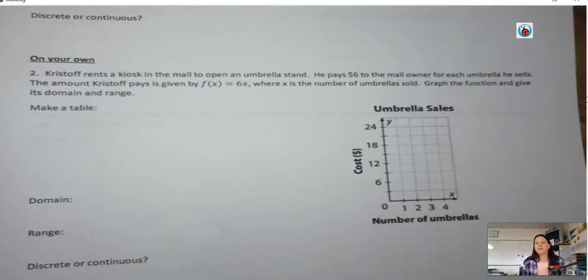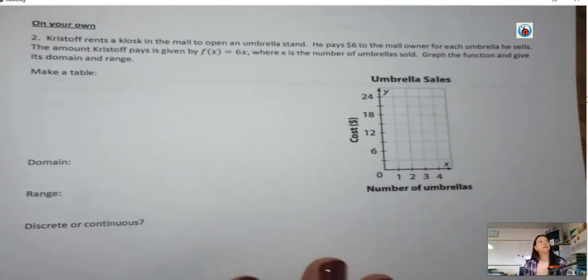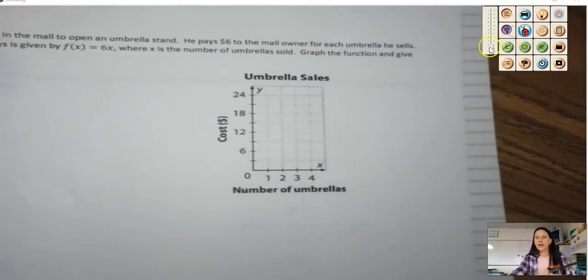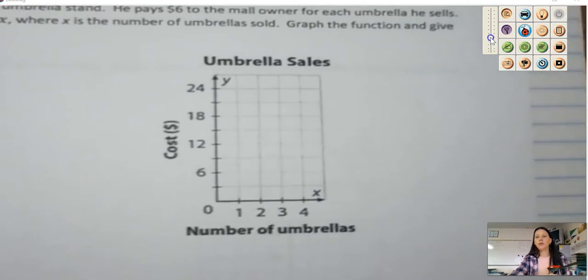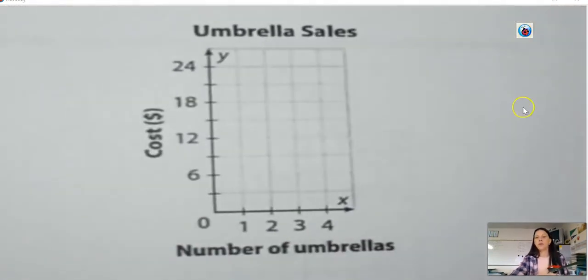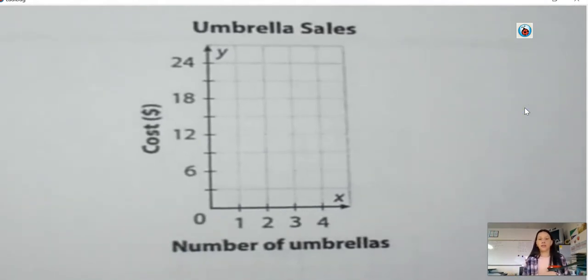X is the number of umbrellas sold. He pays $6 to the mall owner for each umbrella that he sells. After you make your table, then you're going to graph it, state the domain and range. I'm going to zoom in on the graph that they have on the packet. You don't have to go by 6s, or actually this is going by 3s. You can go by 1s if you want. If you want to do a graph by 2s, this is the graph that they used. Okay, go ahead and finish this.